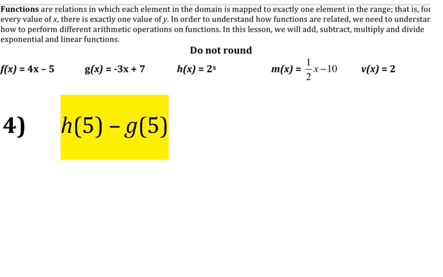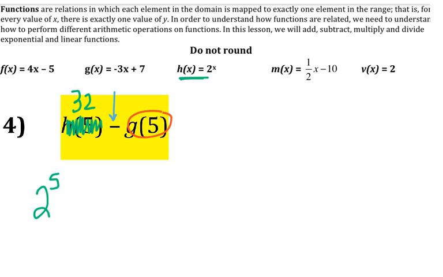Number 4, h of 5 minus g of 5. This is a lot like number 1. We're going to deal with this part of it first, and then we're going to deal with the second part of it, and then we'll put them together using the subtraction. The first thing, h of 5, so there's my h of x, so I'm going to say 2 to the 5th power, which is 32. You can just put that in your calculator and find out that that's 32. So just for temporary purposes, I'm going to put 32 right there.